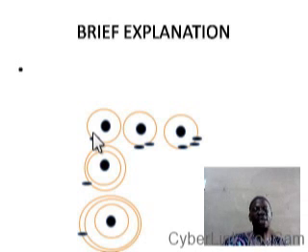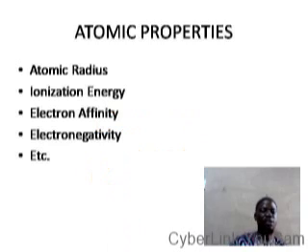So if you are able to understand the size issue, you can easily understand the trend of the atomic properties. Coming to electronegativity. Electronegativity is defined as the ability of an atom in a molecule to attract electron to itself. Please take note of that difference.